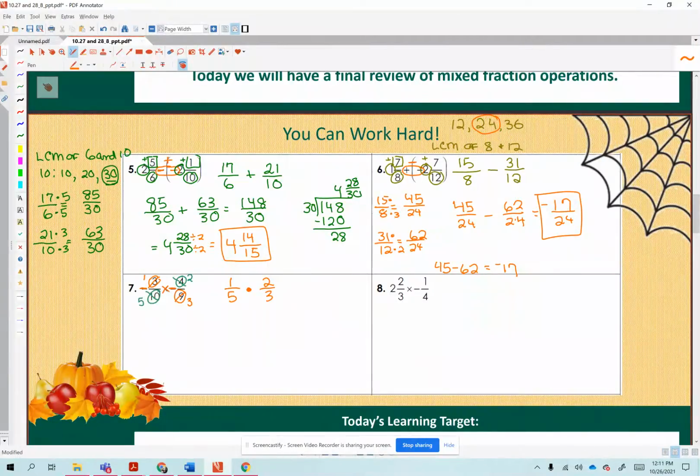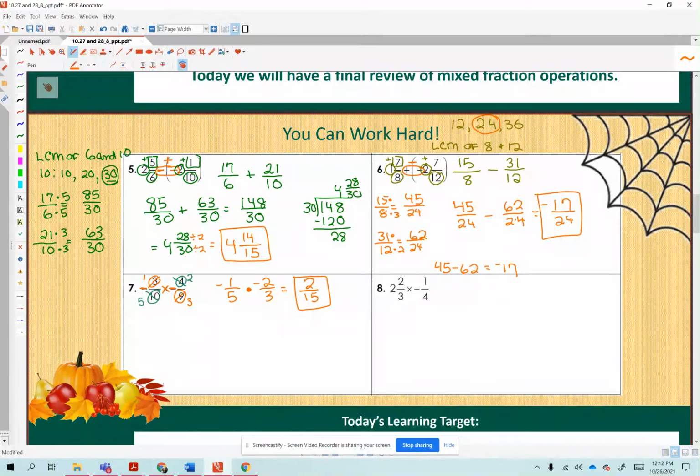And these are both negative, but I will have a positive answer. So 1 times 2 is 2, 5 times 3 is 15, and I cannot simplify that answer any further, so that is our final answer.